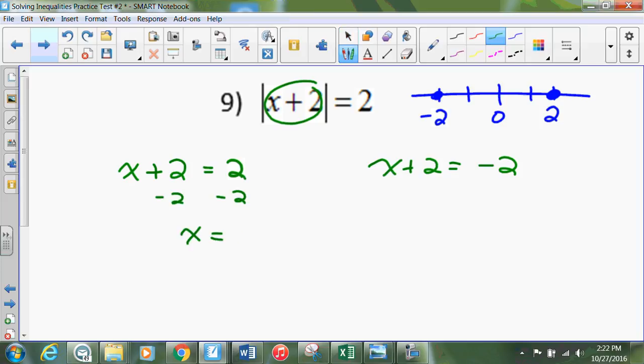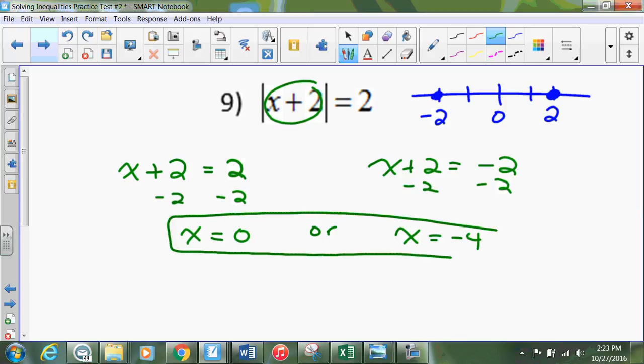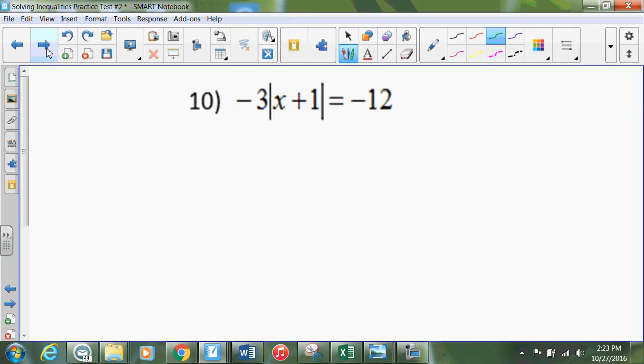So either x is equal to 0 or x is equal to -4. I have to use an or, because if I used an and, that would be impossible, right? I can't have a number both be equal to 0 and -4. But we can say our solution is either 0 or -4. Both of them are solutions, but you can't use an and. Hope that made sense.